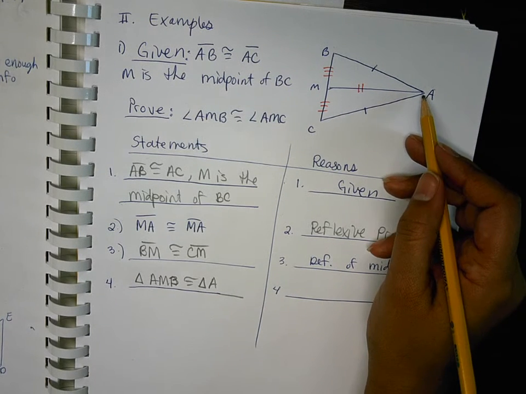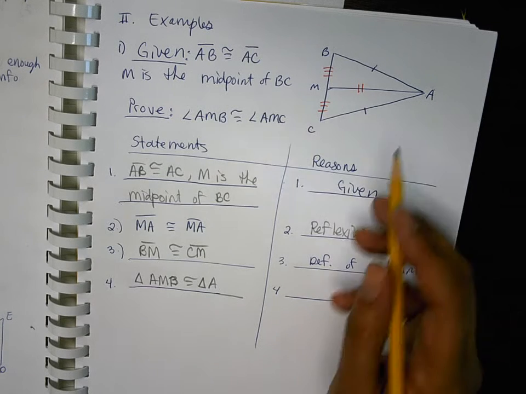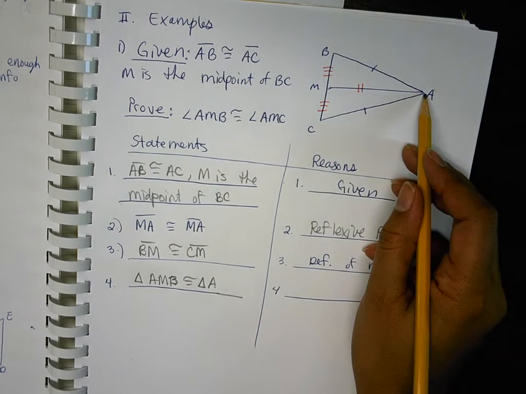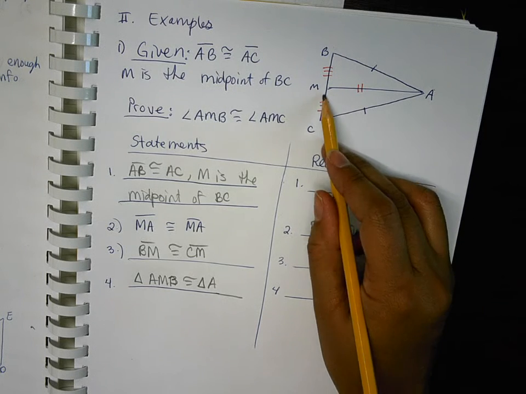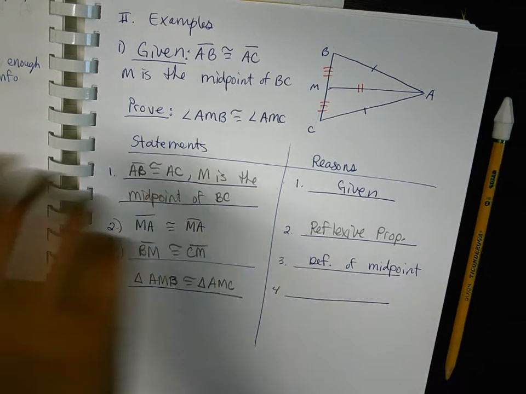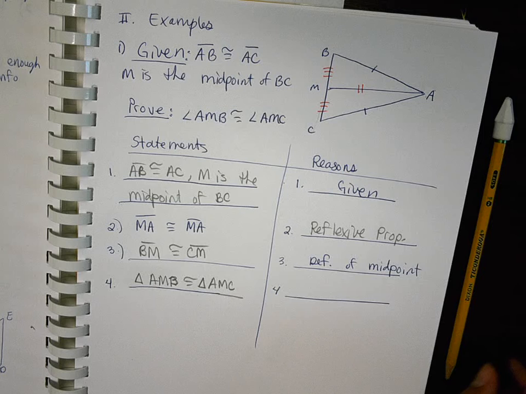I'm calling on Gabby. Okay, so I went A and B. What would you go for the second triangle? A, M, C. All right, and I want you guys to write the reason why, and I'm calling on Christina. Can you tell me why? Is it side, side, side?